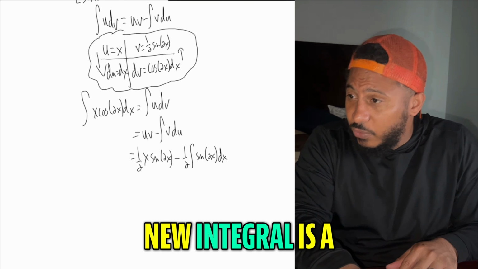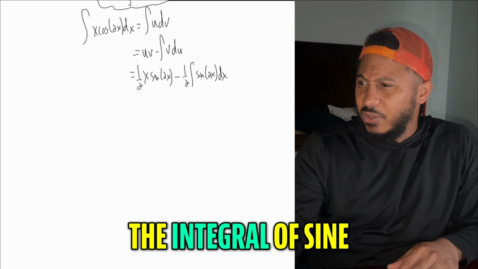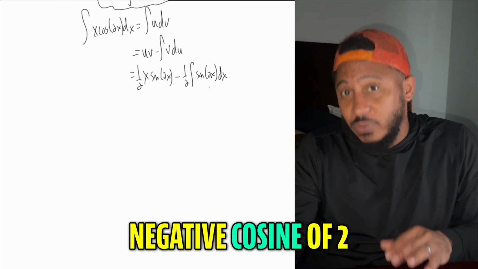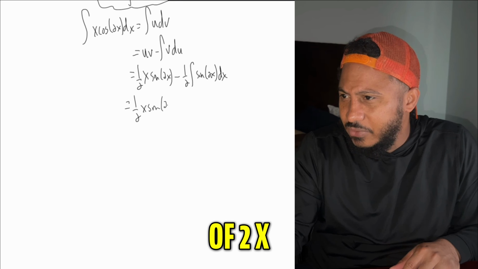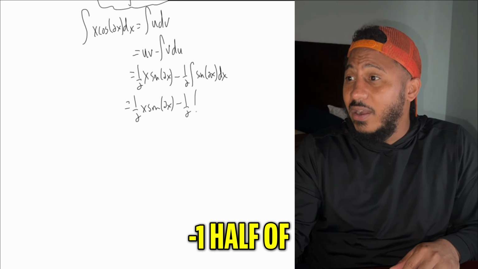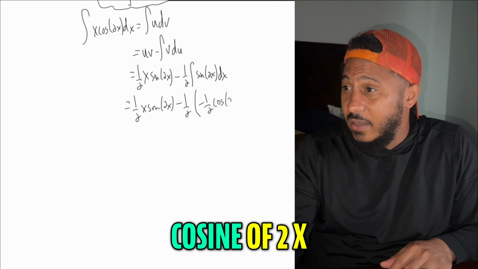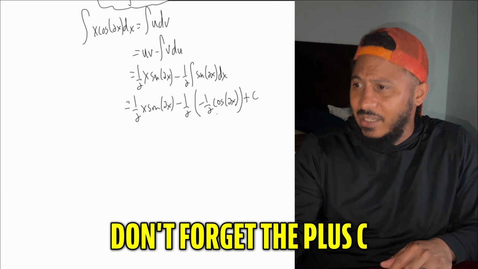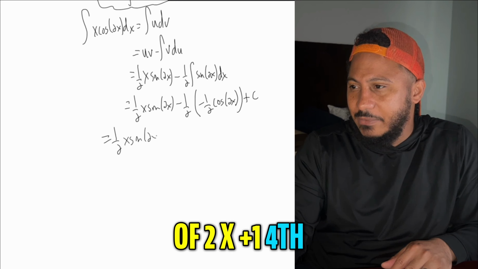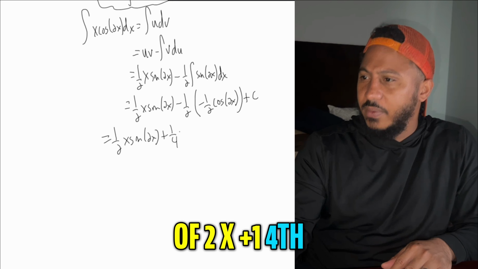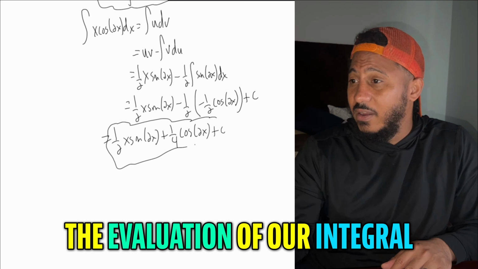So hopefully now this new integral is a lot easier to integrate. It is. Using our quick u-sub, the integral of sine of 2x is just half negative cosine of 2x dx. So that would give us 1/2 x sine of 2x minus 1/2 of negative half, and again, that's multiplied times cosine of 2x. Now that we're done integrating, don't forget the plus c. Or if I multiply this negative half times negative half, we end up with 1/2 x sine of 2x plus 1/4 cosine of 2x. Don't forget that plus c. So that would be the evaluation of our integral.